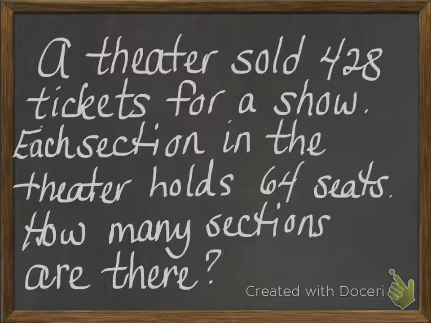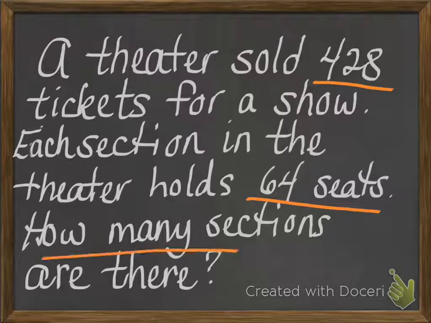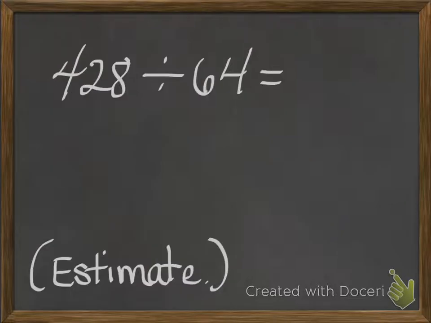A theater sold 428 tickets for a show. Each section in the theater holds 64 seats. How many sections are there? Let's find our important information first. It's 428 tickets, and there are 64 seats in each section. So we have to find out how many sections there are. So here is our problem: 428 divided by 64. First step, remember, is to estimate.